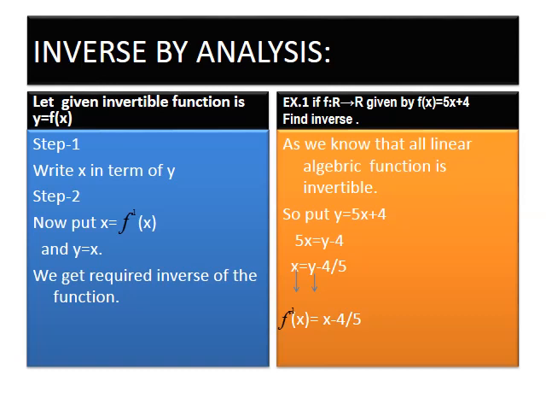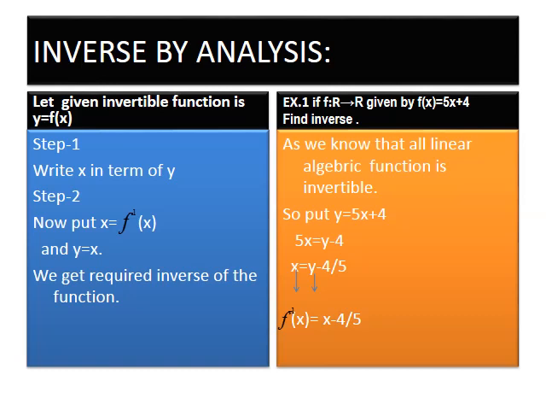Example number 1, based on the inverse of a function. Let a function be defined from real numbers to real numbers, given by f(x) equals 5x plus 4. Find the inverse. As we know very well, a linear algebraic function is defined everywhere and it is also invertible. To find the inverse, we put y equals 5x plus 4. In this way we get 5x equals y minus 4, so x equals (y minus 4) upon 5. So we replace x with f inverse x and y with x. So we get f inverse x equals (x minus 4) upon 5, which is the required inverse of the given function. So this is a very easy method to find the inverse of any function, everyone.